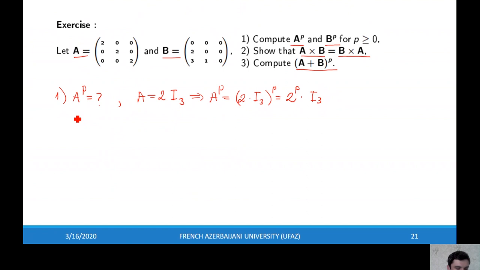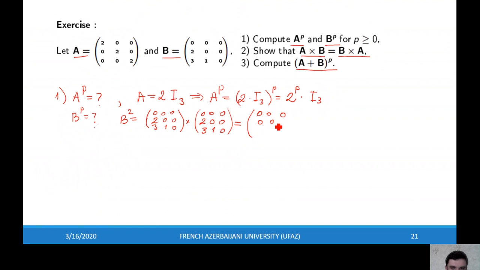Let's find the result of B to the power of P. To calculate this, first I will calculate B square. B square will be the matrix 0, 0, 0, 2, 0, 0, 3, 1, 0 times itself, and it will be 0, 0, 0, 0, 0, 0, 2, 0, and 0.